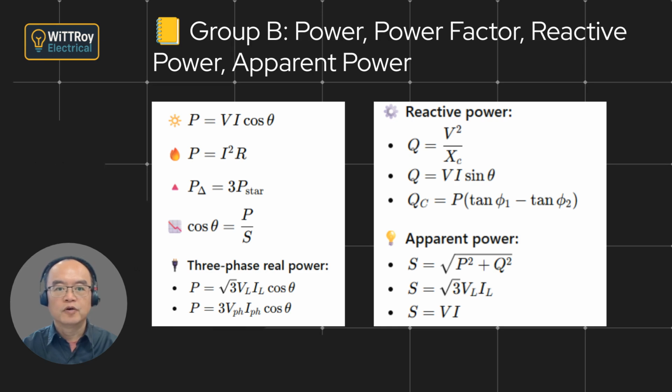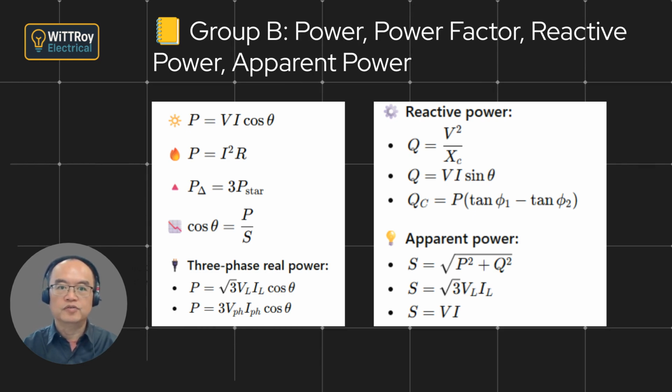Now we go to the first formula in Group B. The formula is P equals V times I times cos theta. This formula is used to calculate real power in an AC circuit. P means real power in watts. V means voltage in volts. I means current in amperes. Cos theta means power factor. Repeat, P equals V times I times cos theta.